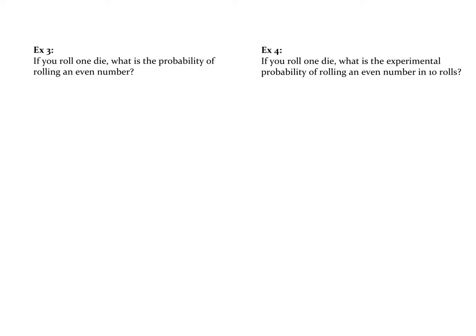All right, our next example says, if you roll one die, what is the probability of rolling an even number? So this example is going to be a theoretical probability because we didn't perform the experiment any number of times. We're basically talking about, if I roll a die, what is the probability I'd land an even number? So I'm going to calculate this by knowing the number of favorable outcomes.